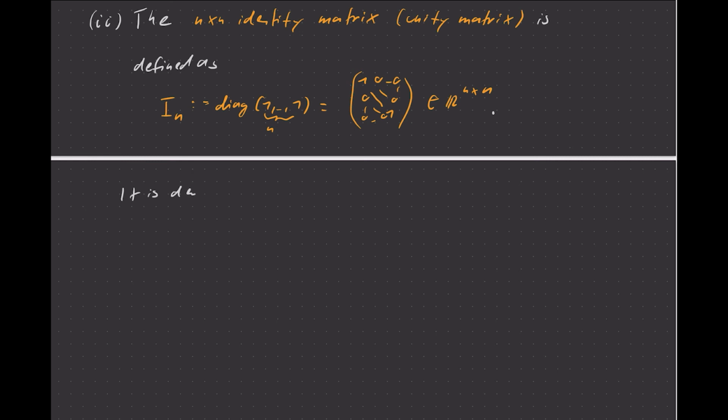It is denoted as I_n, E_n, sometimes E_n instead of I_n is used. That comes from the German term Einheitsmatrix, which is a German term for identity matrix. Or sometimes it's just denoted by I or E if the size is not important or if it's clear from the context.